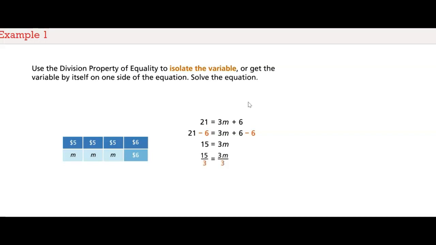Divide each side by 3. Then simplify to solve the equation. The variable is alone on one side of the equation, so the other side is our solution. Each ticket cost $5.